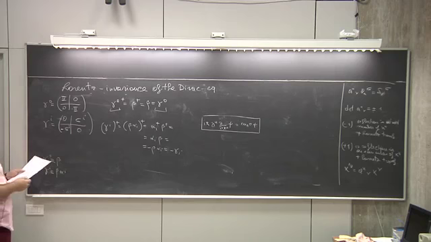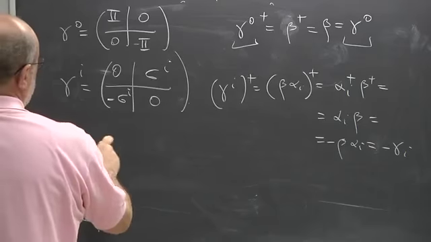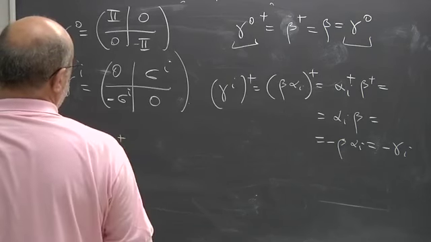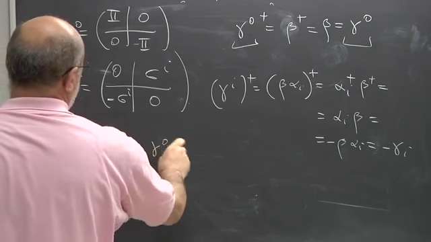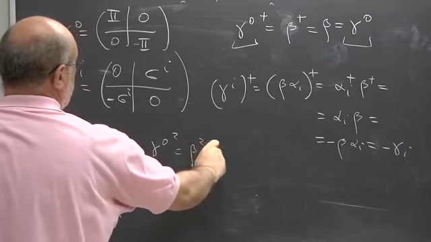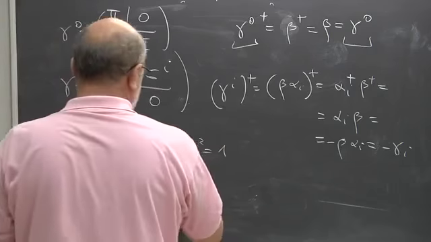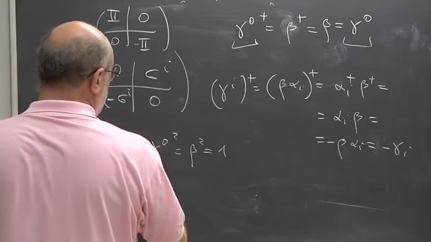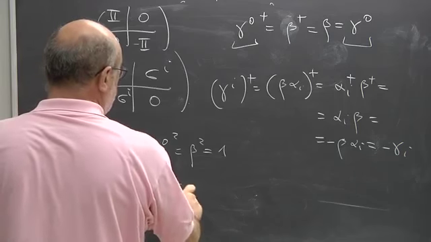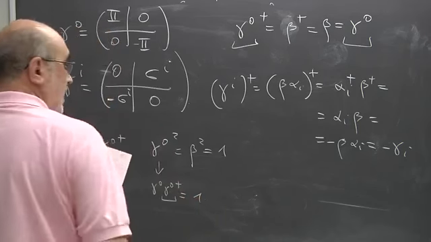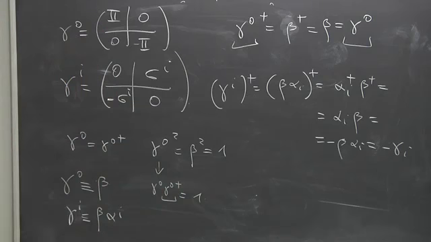What else can I say? Okay. The gamma 0 is also unitary, because gamma 0 is equal to gamma 0 dagger, okay? But we know that gamma 0 squared is beta squared, and this is 1. So from these two, basically, you can write this as gamma 0 dagger equals 1. So it means that gamma 0 dagger acts like the inverse, so gamma 0 is unitary. So there are a lot of nice things that are easy to see.